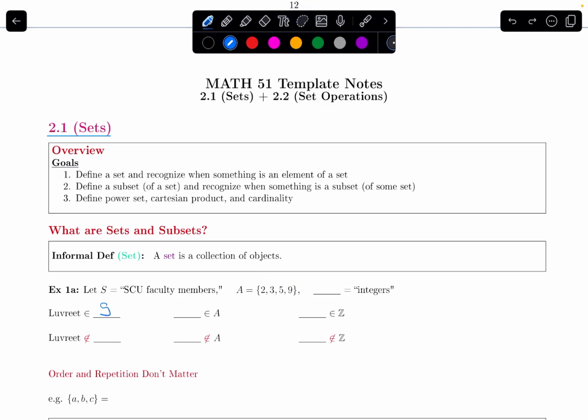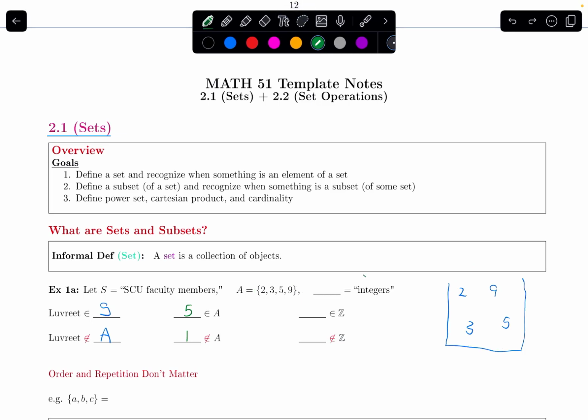So let me write A there, because these curly brackets just indicate we're about to write the elements of the set. And I can visually think about the set as maybe like a box or a bag. And the elements of this box are 2, 3, 5, and 9. Okay, so Lavreet is not one of these elements of A. So an example of something that is in A might be the element 5. Something that's not in A might be the element 1. 1 is not one of these elements of A.